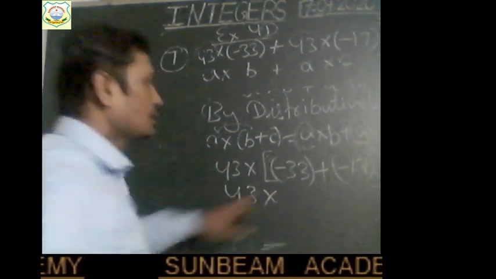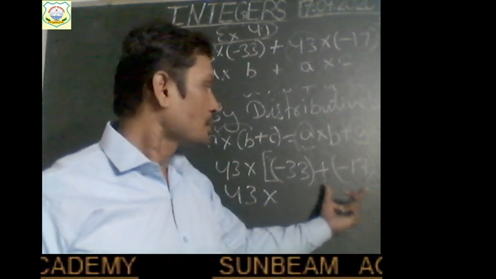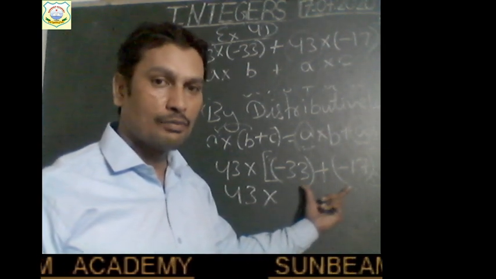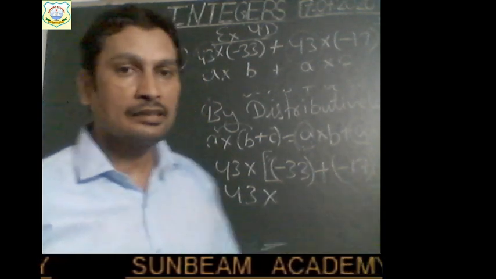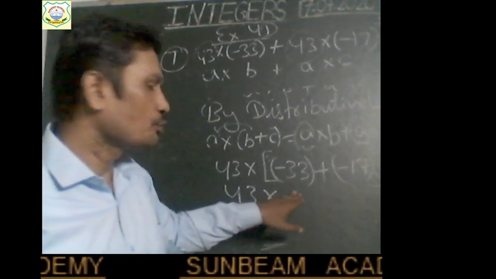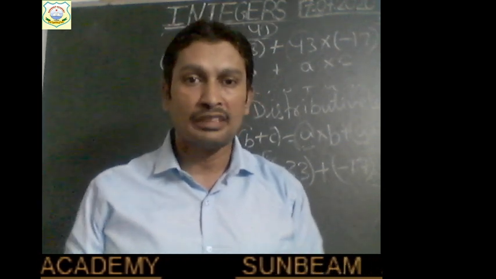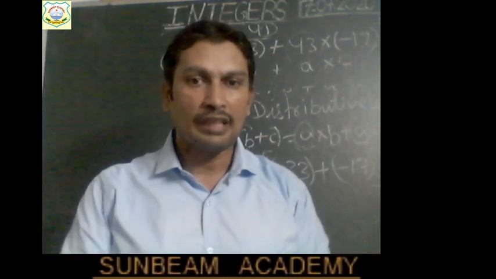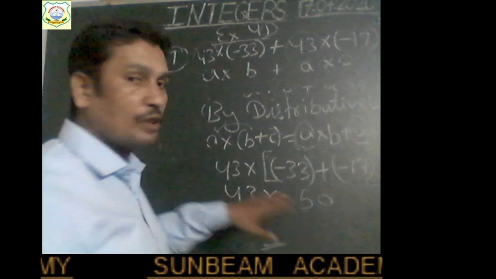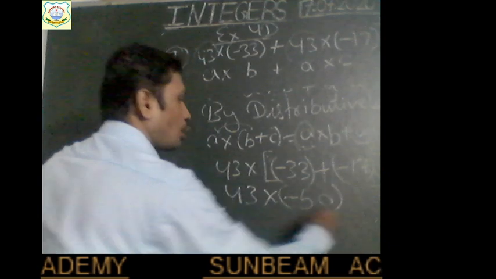43 into minus 33 plus minus 17. Both are negative integers, right? So they have the same sign. So what we will do? We will add, and the sum of two negative integers is negative. Loss and loss equals loss. Okay, a loss of 33 rupees and a loss of 17 rupees will make a total loss of 50 rupees. So the loss will increase, so we will add, right? So 33 and 17 will become 50, and it is a loss. So the sign will not be changed. It will be minus 50. The sum of negative integers is always negative.